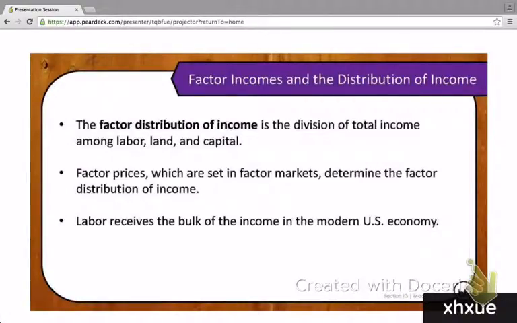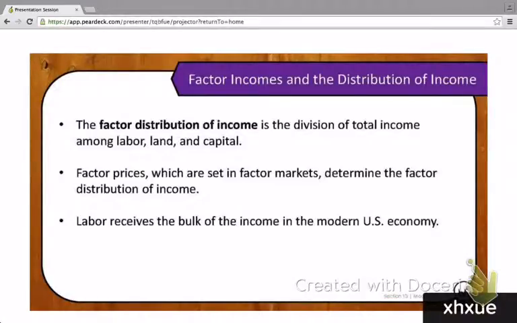So, how is income distributed among these different factors? Well, the factor distribution of income is the division of total income among labor, land, and capital. And factor prices, which are set in factor markets, determine the factor distribution of income. Now, what we will see is of these three factors, land, labor, and capital, labor or workers receive the bulk of the income in the modern U.S. economy. And income for land and capital is less.